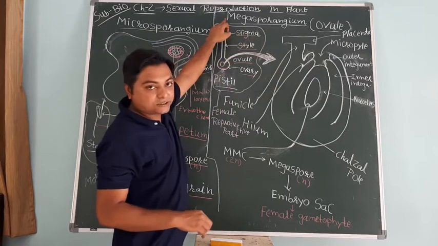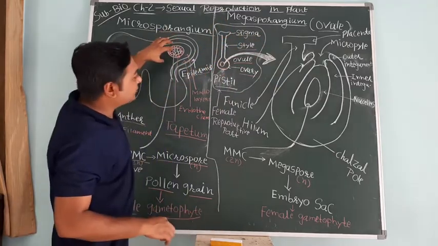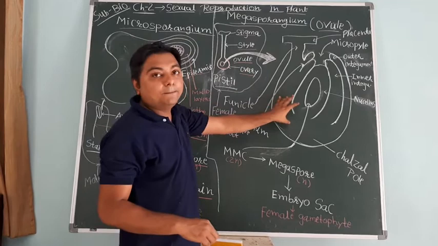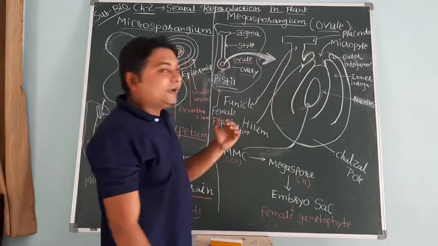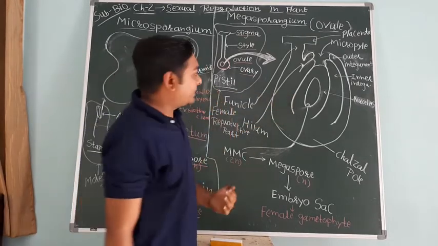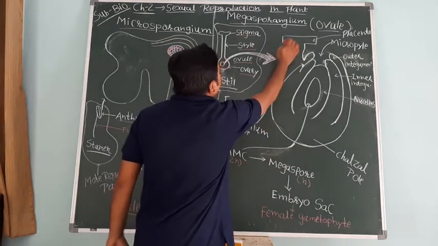Ovule means megasporangium. Similar to the microsporangium, the megasporangium has an outer layer which helps in protection. So let's learn about the megasporangium.